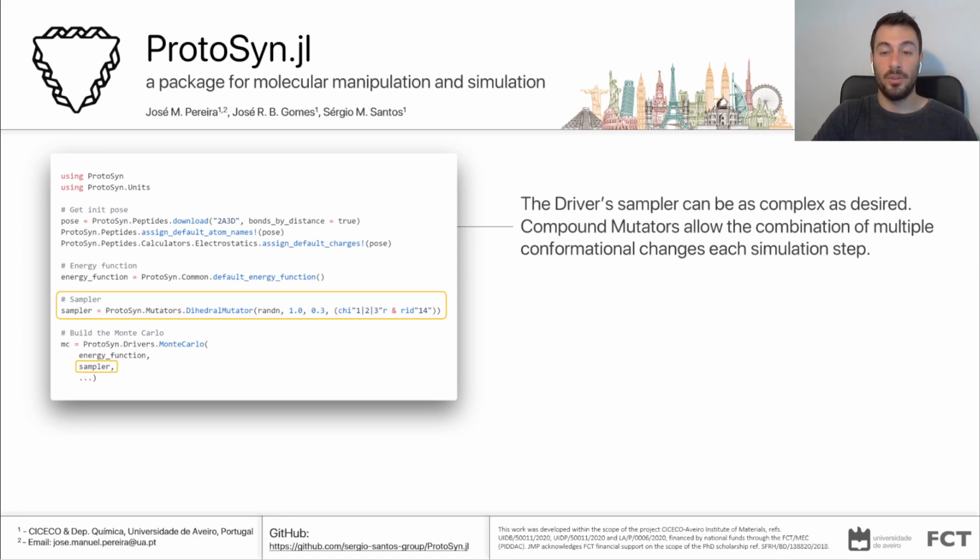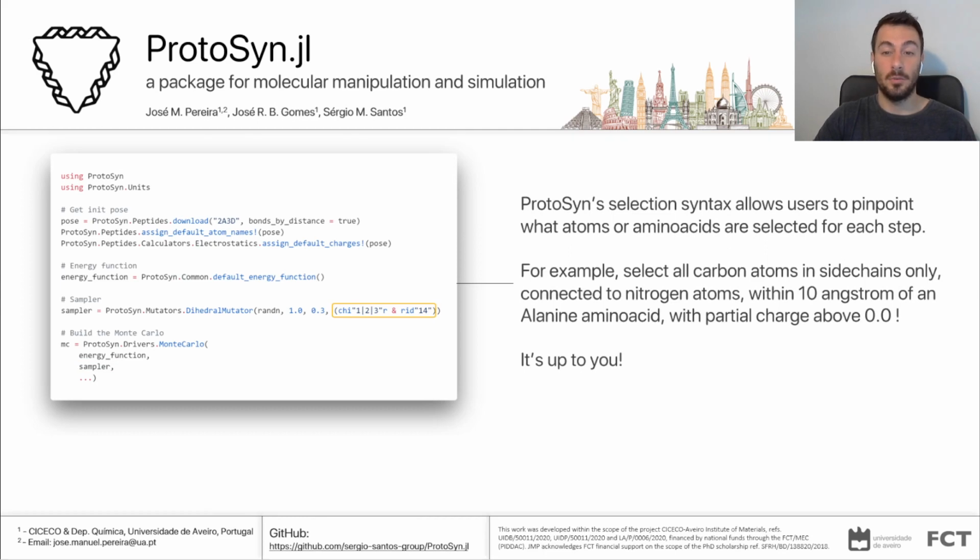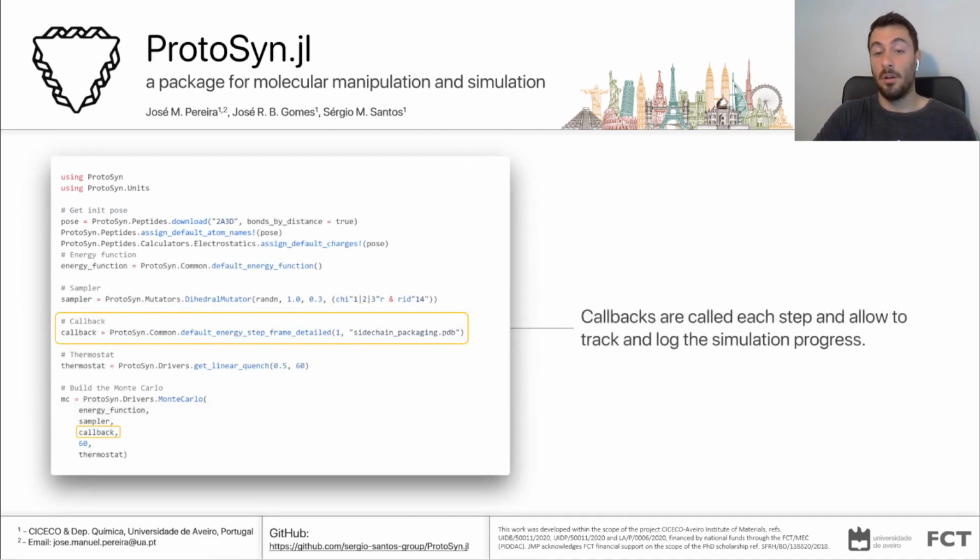Note that ProtoSyn comes with a rich selection syntax so that users can pick and target what regions or even individual atoms should suffer the conformational changes. In this case, we'll pick the chi dihedral angles of amino acid number 14, for example. Next, and optionally, we can define a callback. This is simply a function that spits out information from the ongoing simulation.